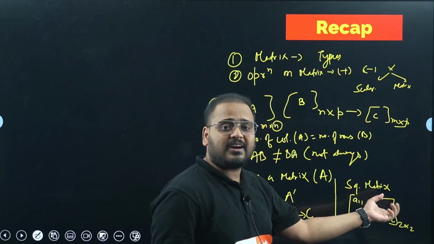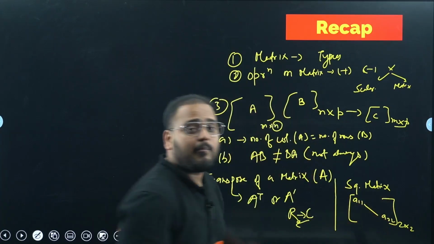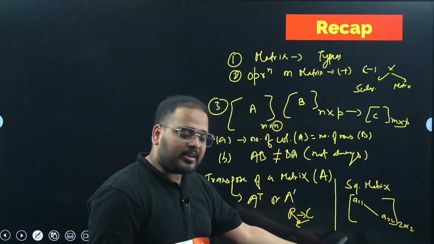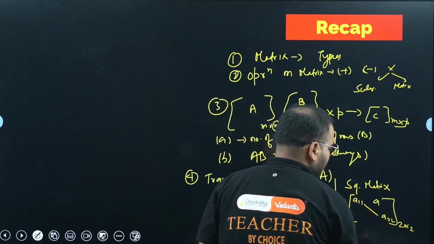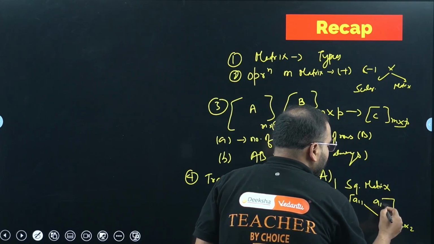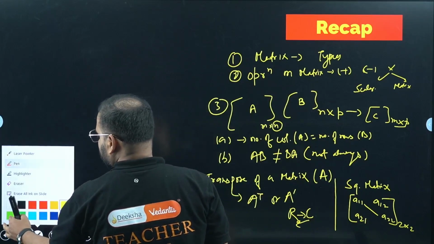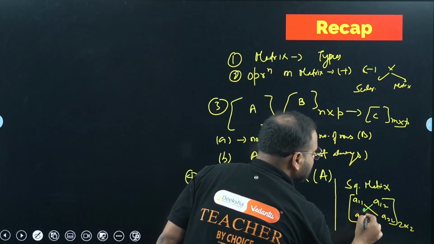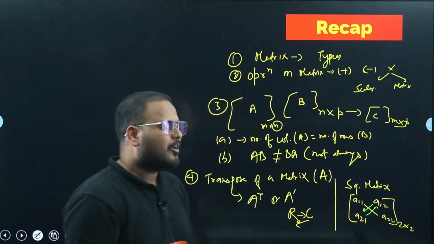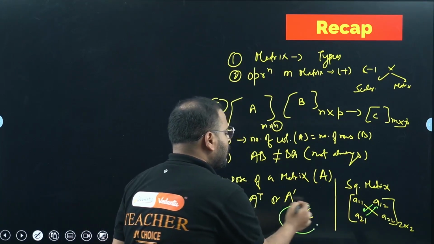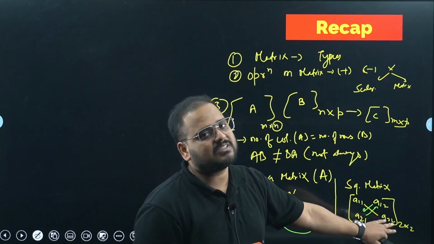So all the elements in the upper triangle will be taken as a mirror image about the diagonal in the lower triangle, and the lower triangle's elements will go to the upper triangle. So if I have A12 here and A21 there, then what will happen? This will be transposed like this. A12 will come here and A21 will go there. This can also be achieved using the rule that row becomes column and column becomes row, but we don't have to do it, just this is enough.